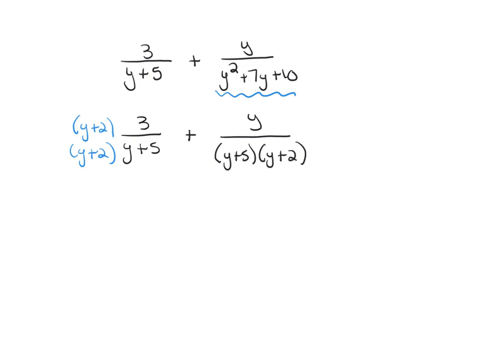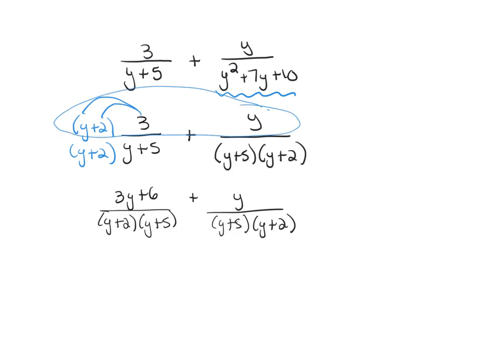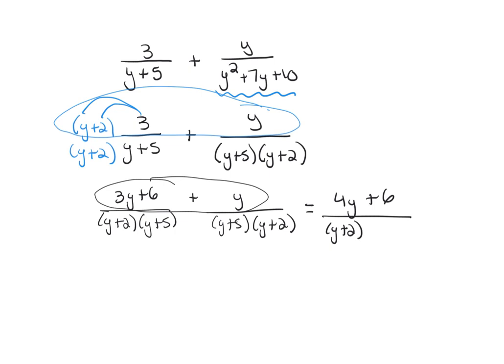So now we have the same denominator, but I'm going to need to distribute here so that I can combine my numerators. You could probably have done this all in one step, but you can see I just distributed, and now you can combine. So that would go to 4y plus 6, and then keep the denominator, y plus 2 and y plus 5.